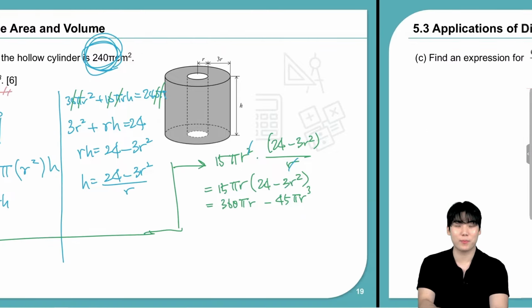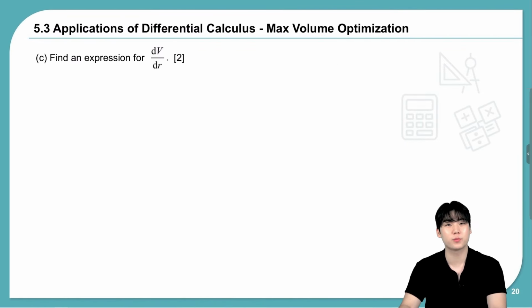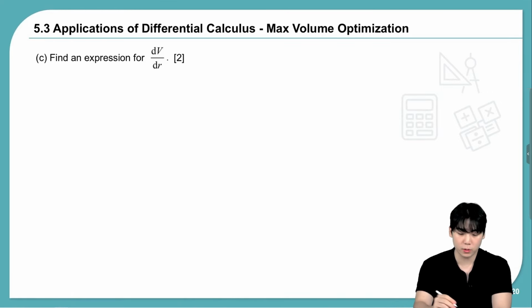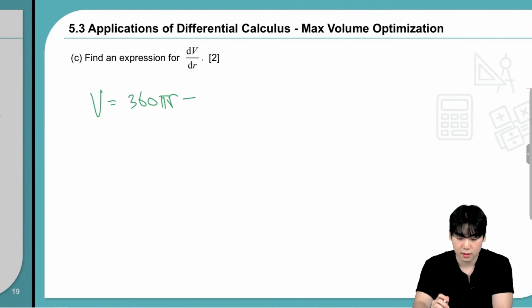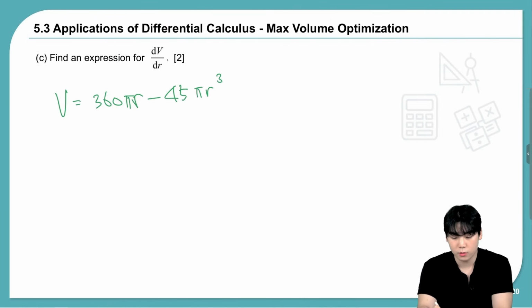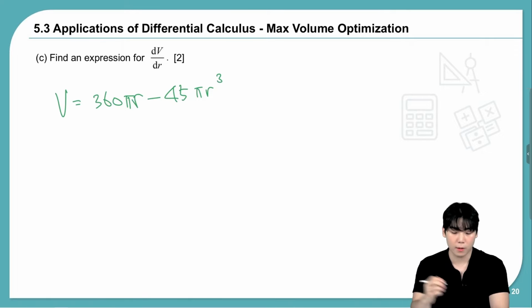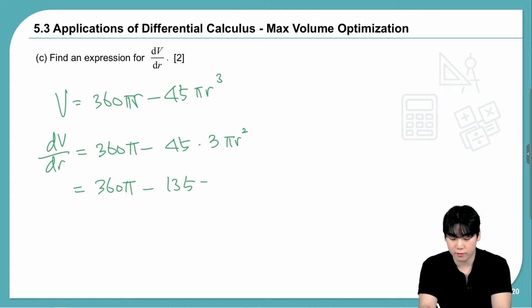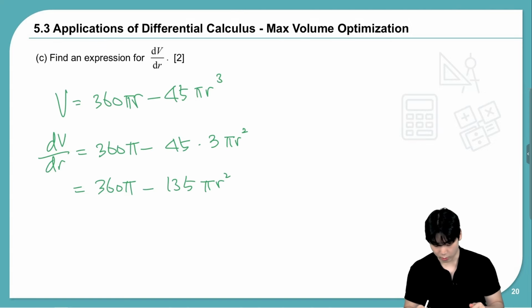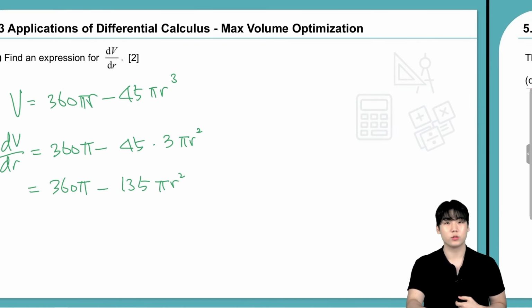All right, moving on to part C. We need to find an expression for dV/dr. Very, very simple. From the equation, V was equal to 360 pi r minus 45 pi r cubed. We just have to differentiate it with respect to r. So dV/dr is just 360 pi minus 45 times 3 pi r squared, which is 360 pi minus 135 pi r squared. That will be our equation. Okay, that was too simple.